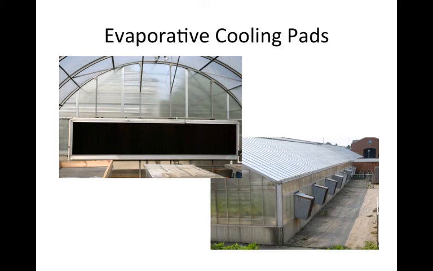The top image actually shows the pad. If you can imagine, the pad is more of like a mesh of material that allows water to trickle down through as air passes through. The exhaust fans in the bottom image are responsible for sucking the air in through the ridge vents, through the corridor, and through the evaporative pads to allow the cool air to penetrate into the greenhouse.